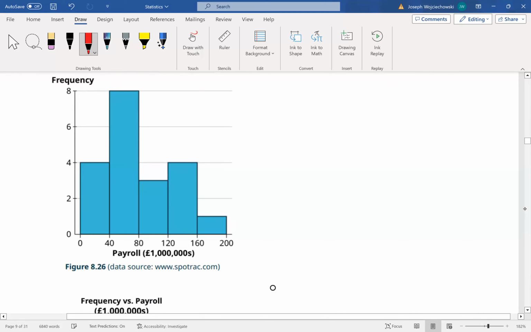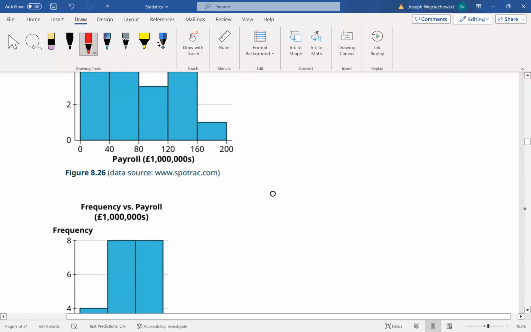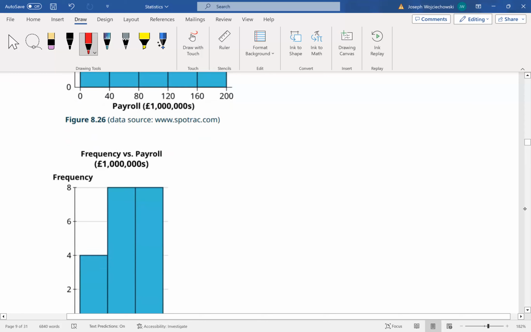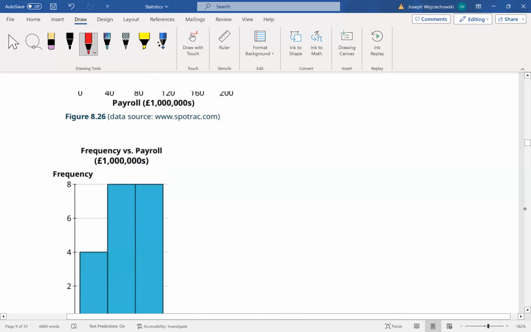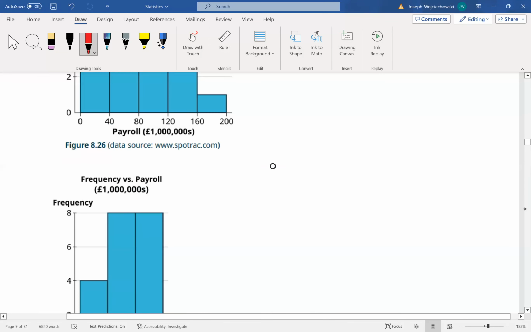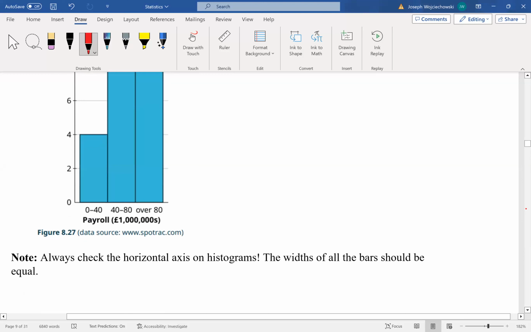Okay, so here we have payroll in millions of pounds, frequency versus payroll. Always check the horizontal axis on a histogram. The widths of all the bars should be the same. So here they are. They're 40 each. Here, 40, 40. Who knows how much?